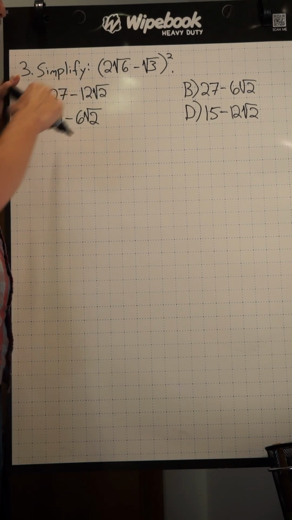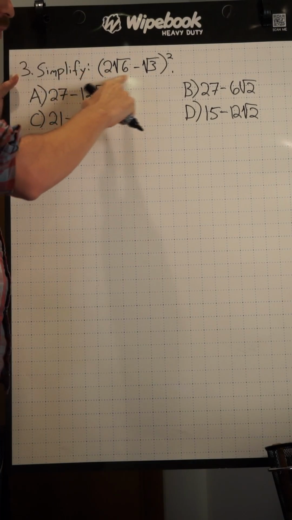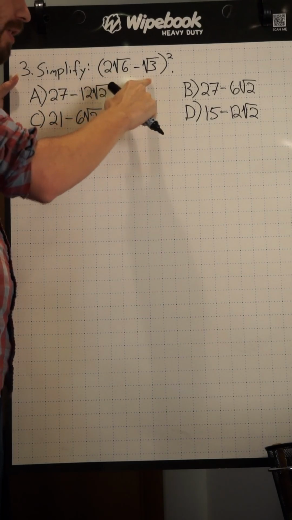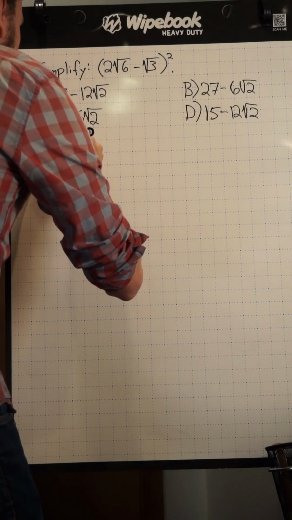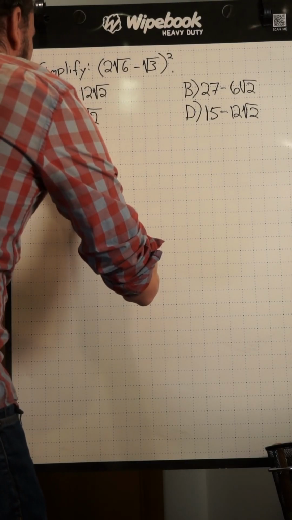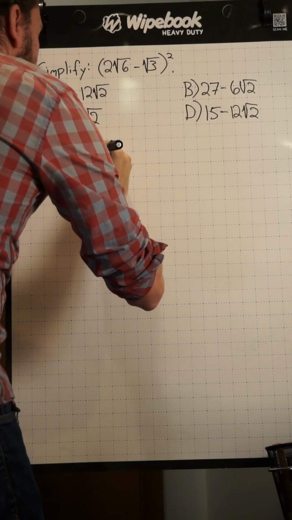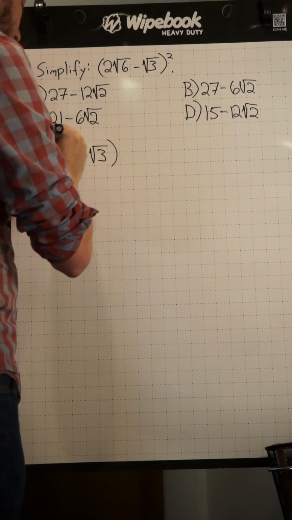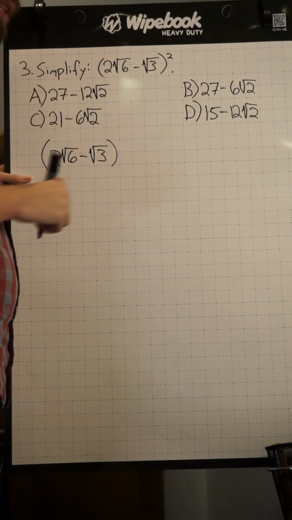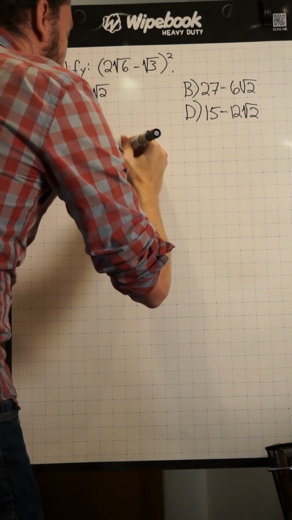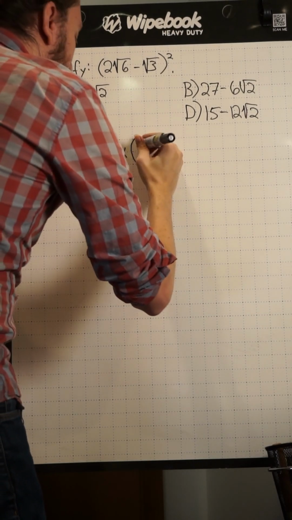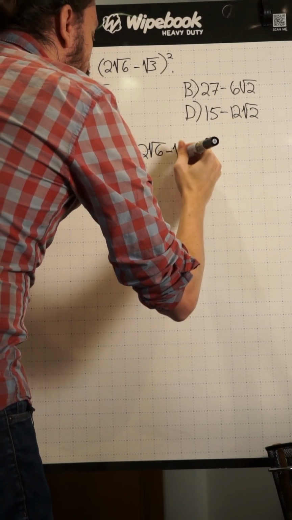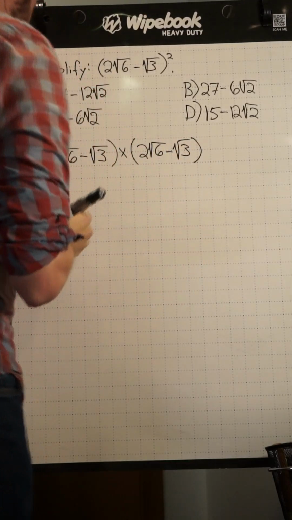Okay, so to start this one, it looks simple, but we need to pay very close attention when we do all of the multiplications. We're going to take this one, we call it a binomial. First, let's write down one of them: 2 square root of 6 minus the square root of 3. Now we're going to multiply it by itself, that is what the squared means. So we'll say times, and we'll write down the same one again: 2 square root of 6 minus the square root of 3.